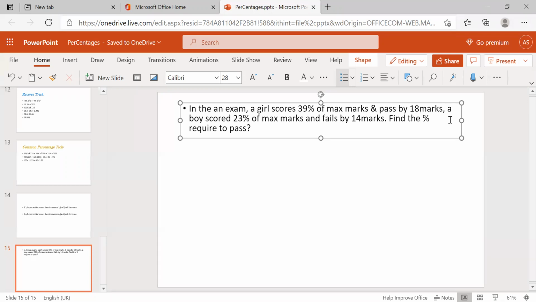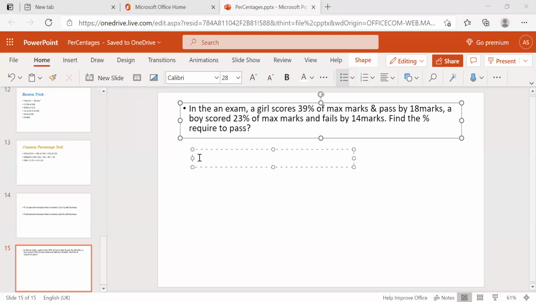First of all, what is the pass mark in that examination? How are we going to find that out? If you want to find out the pass marks, you need to know the maximum marks first of all. That means you need to have the total marks, the maximum marks. Then find it the same way as what we did previously.